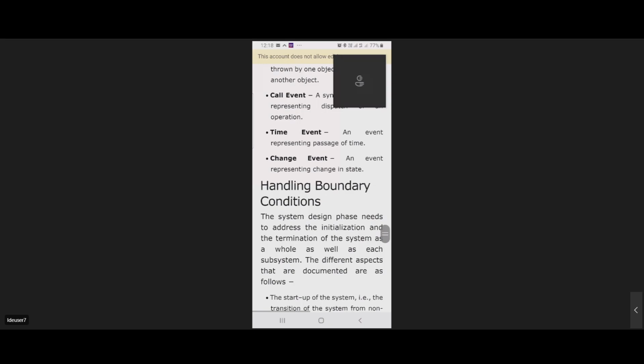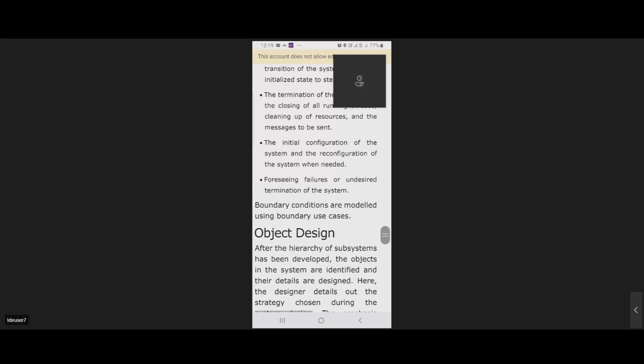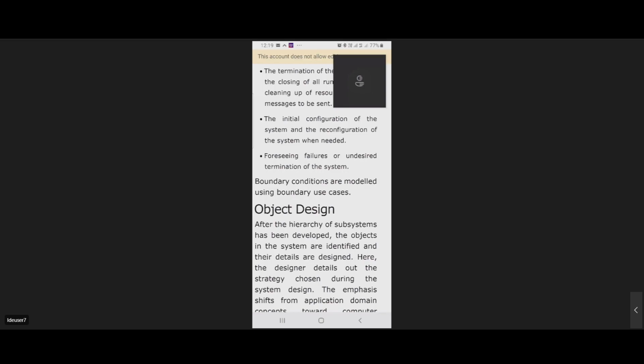Handling boundary conditions. So what are the conditions that we are going to handle? Startup of the system, that is the transition of the system from non-initialized state to steady state. And the termination of the system, that is the closing of all running threads, cleaning up of resources and the message to be sent. The initial configuration of the system and the configuration of the system when needed. Foreseeing failures or desired termination of the system. The boundary conditions are modeled using boundary use cases.